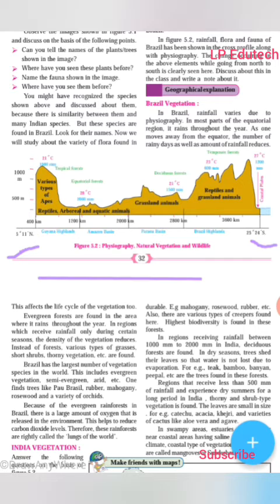The extent of each region, its physical features, temperature, rainfall, natural vegetation and wildlife has been given. Now you can see, the extent of each region is given. This is the extent, 400 kilometers to 1200 kilometers, the Guyana Highlands, and this is the distance.